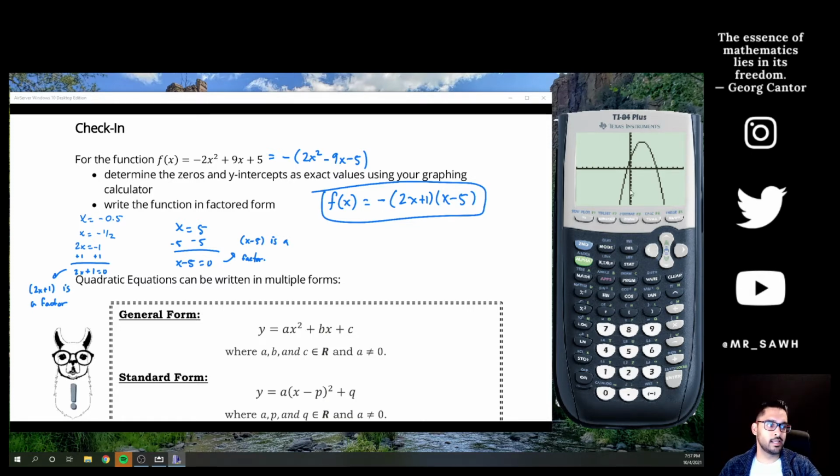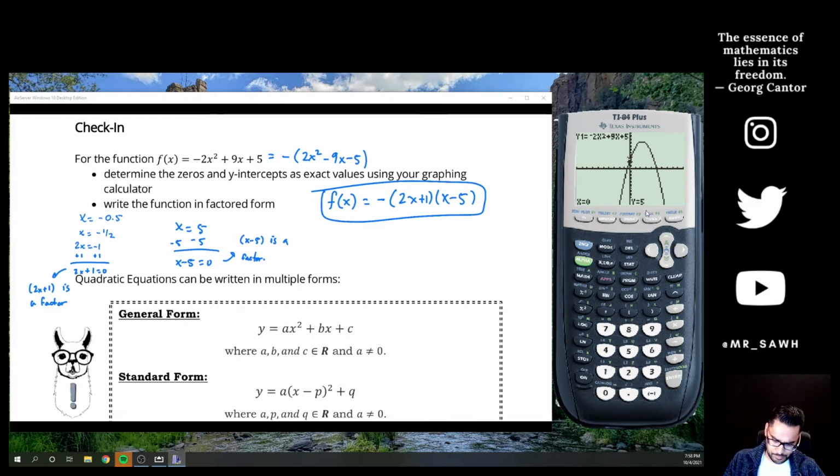So I do need that negative sign in the front because this opens downwards. Okay, so I've got it in factored form. We found the intercepts. We just need the y-intercept, and using your calculator you can press second trace and insert a value, and what you want to put in is a value for x. And if I know I'm looking for a y-intercept, well, the value of x I care about is when x is 0. Every y-intercept has that in common, so if I hit enter, it will tell me that when x is 0, the y-intercept is 5.